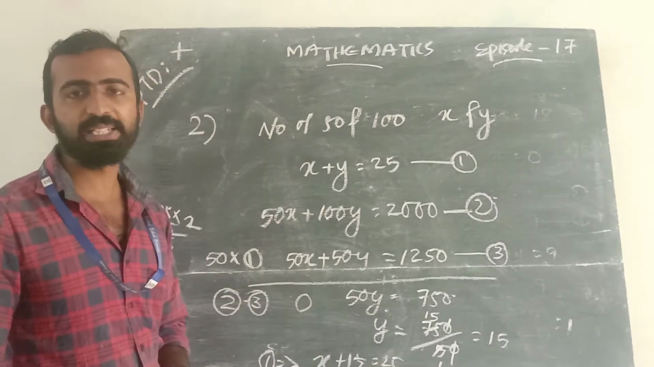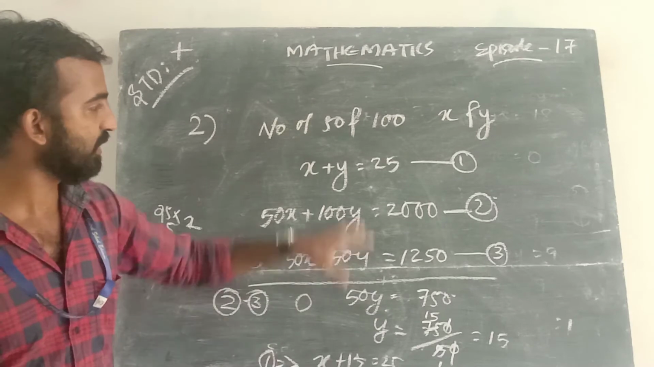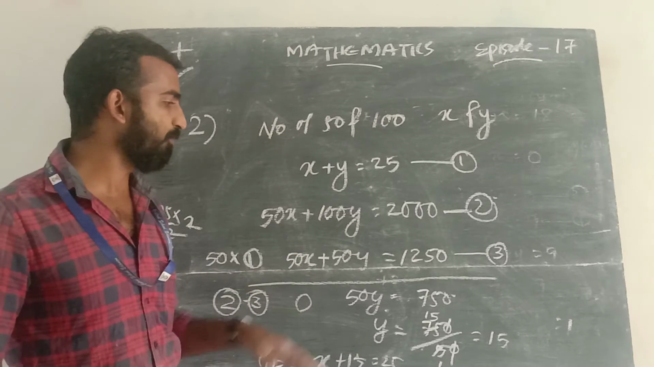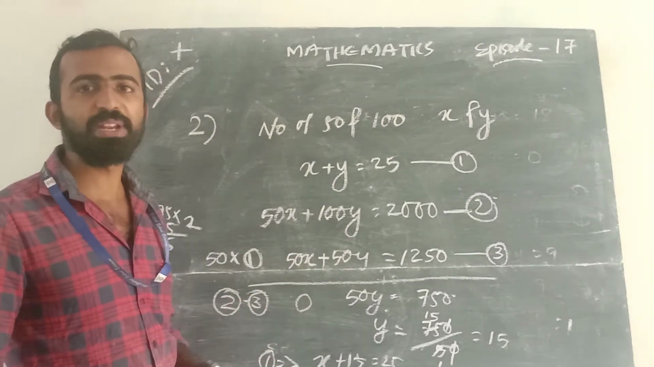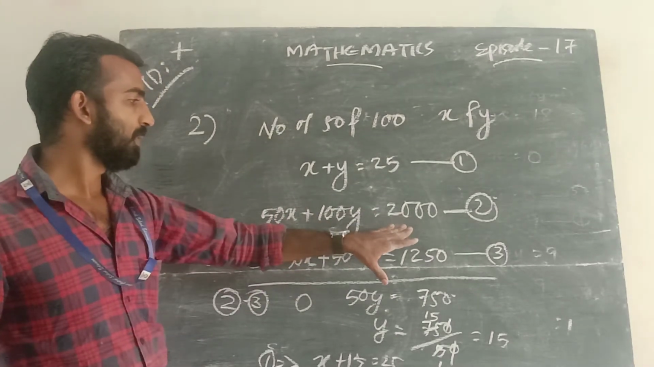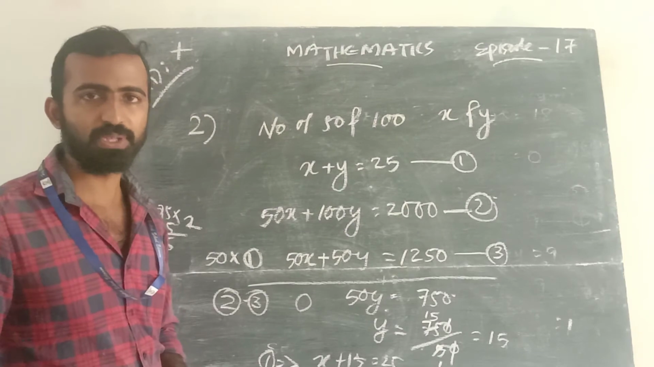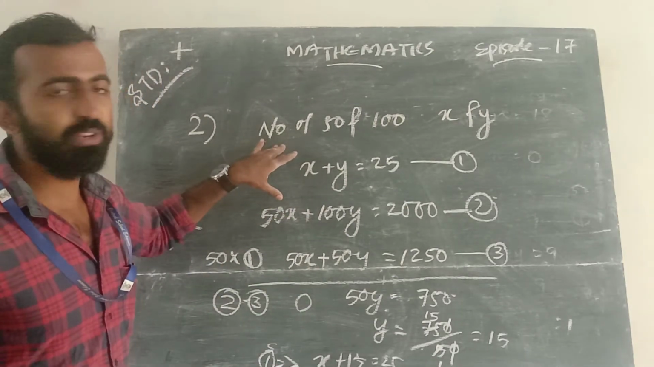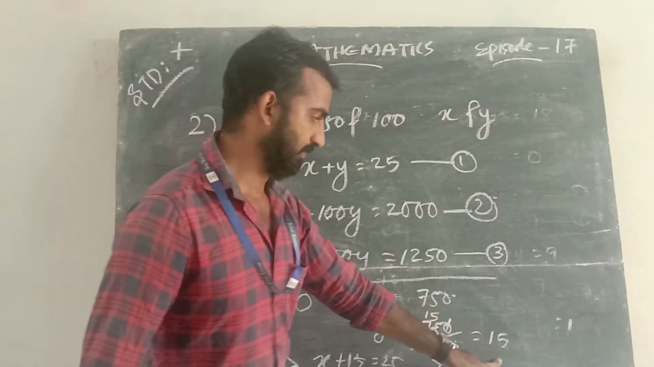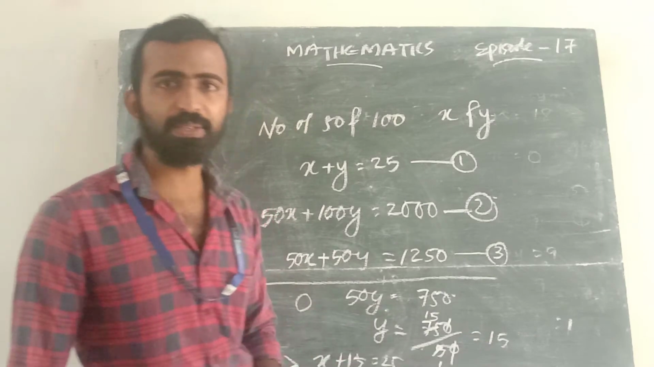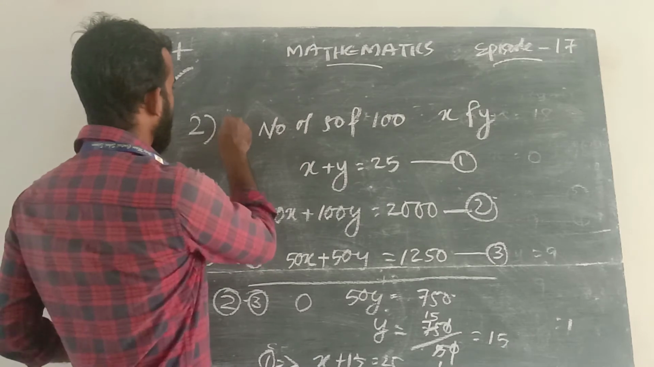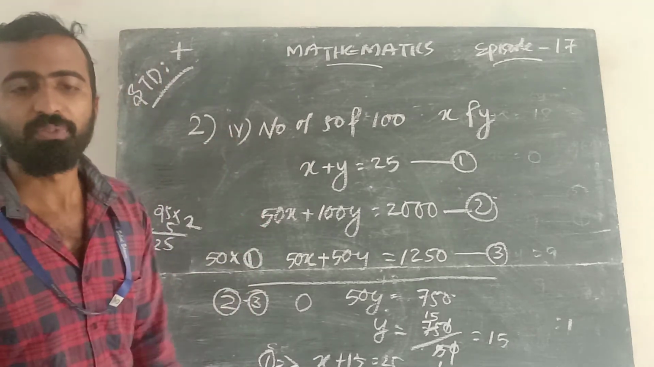That is, x, the number of 50 rupee notes, is 10, and 50 into 10 is 500. And y is 50, and 100 into 15 is 1500. The amount is 2000. So the number of 50 rupee notes is 10, and the number of 100 rupee notes is 50. These are the solutions for the second and fourth parts.